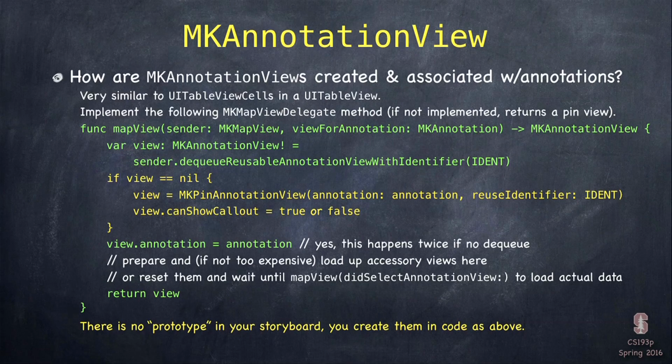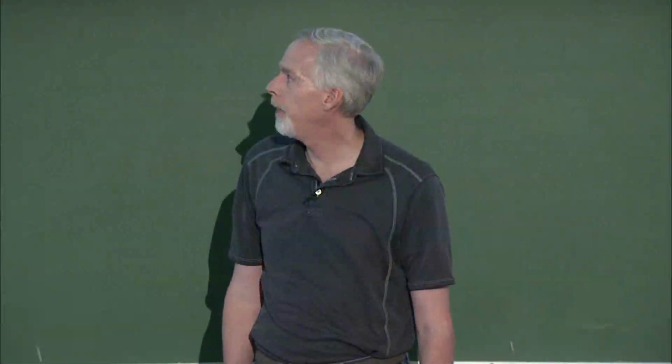And then canShowCallout, either set to true or false, whichever one you want. Okay? Then, whether we created the view or not, we're going to want to set the view's annotation to be the annotation we're creating this view for. And then we're going to want to prepare this view with anything else. Like if it's going to have a left callout accessory view, which is an image view, this is the time we would add the image view. This might not be the time we actually go fetch the image to put there. We might wait until didSelect annotation view to do that. But we're going to want to put the UIImageView in there so that it's ready to go in the callout. Okay? And then we're going to return the view. And then the system's going to use this view to show that pin.